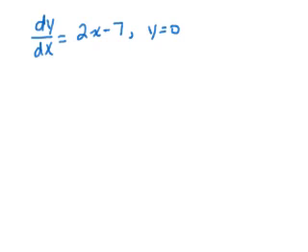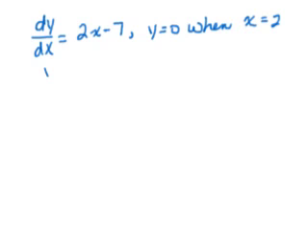Okay, so for another example, I'm going to let dy dx equal 2x minus 7 and y is equal to 0 when x equals 2. And the way the question is worded is solve the initial value problem for y. So we're going to start, and by initial value, we're talking about these. These are the initial value.